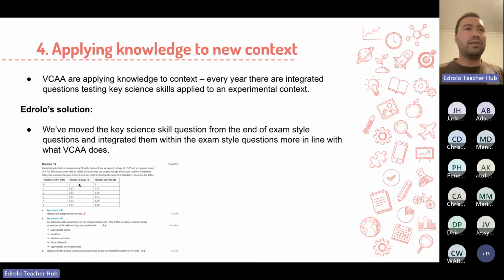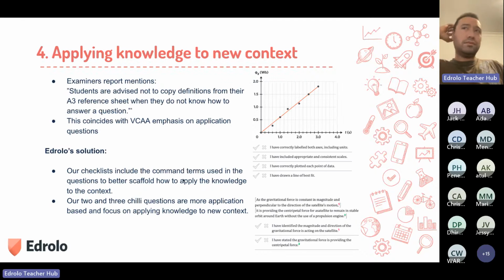So within this question here, we've got a little key science skill indicator showing that these questions are really targeted at your key science skills. But then there's also part C, which is a normal theory style question. And the examiner's report mentions that students really shouldn't copy definitions, and they're really trying to get students to apply the existing knowledge and answer the question properly.